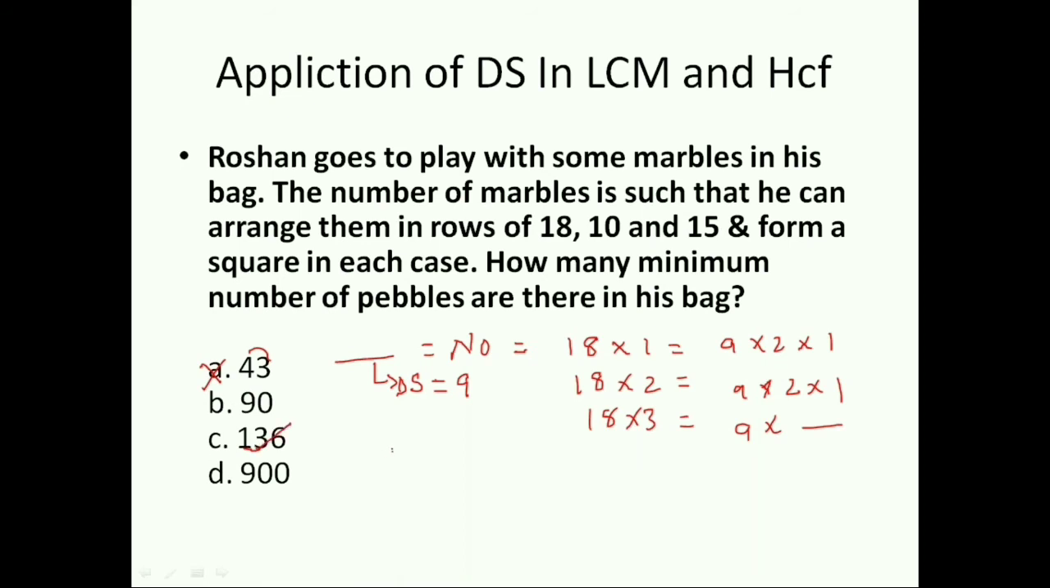So which two answers are probable? It is 90 or 900. And it's saying that the result is a square in each case. It will always make a square, whether it is a multiple of 18, or of 10, or of 15, always it will make a perfect square. So you conclude which of these two numbers is a perfect square. Obviously you'll say that this number is a perfect square.